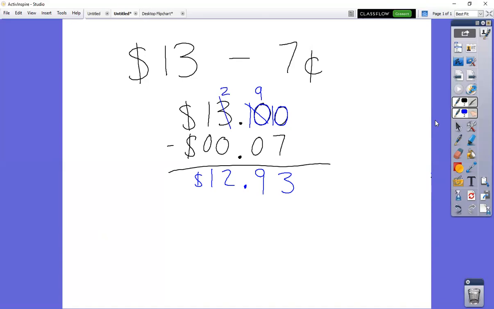$12.93. All right, I hope that was helpful, and I hope next time you have a problem that has decimals that you will remember to line up your place value. Line up the decimals, then make sure your 1's place, those are on top of each other, then make sure your 10's place are on top of each other, your hundredths and tenths place, make sure everything is right where it's supposed to be, that they're all lined up.